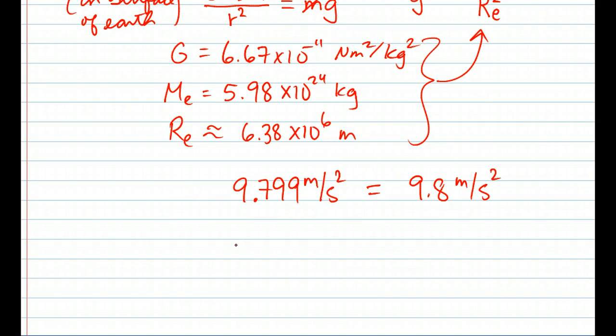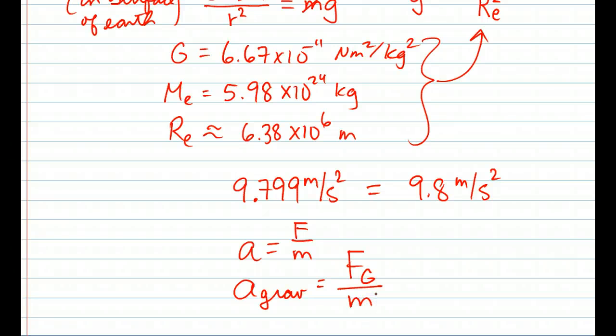Another way to think about this is that acceleration is force over mass, right? F equals ma. So the acceleration caused by gravity is equal to the force of gravity divided by the mass that's doing the accelerating. Okay?